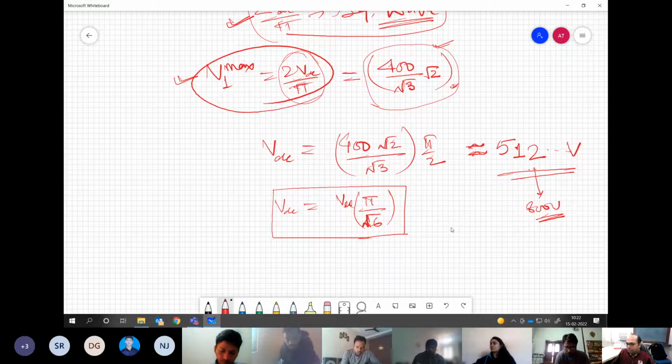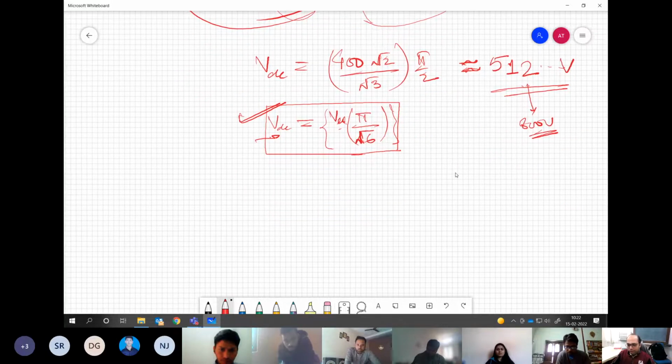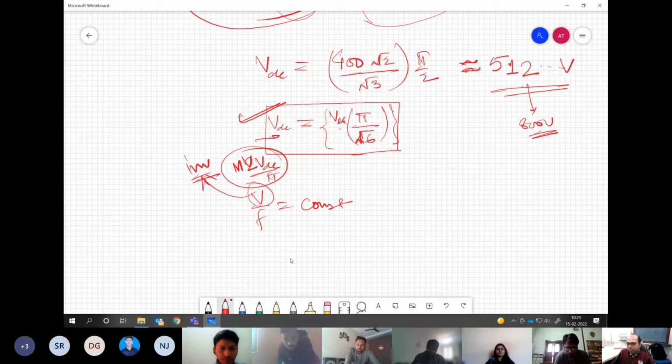You understand my point? So in general, I have the relation between the VDC and line-to-line voltage like this. If my line-to-line voltage is given, I should have VDC which is close to this value. Now why is that? We are trying to maintain V by F equal to constant. This V is dictated by the inverter: modulation index times 2 VDC by pi. Now modulation index we are able to maintain on the basis of alpha 1, alpha 2.